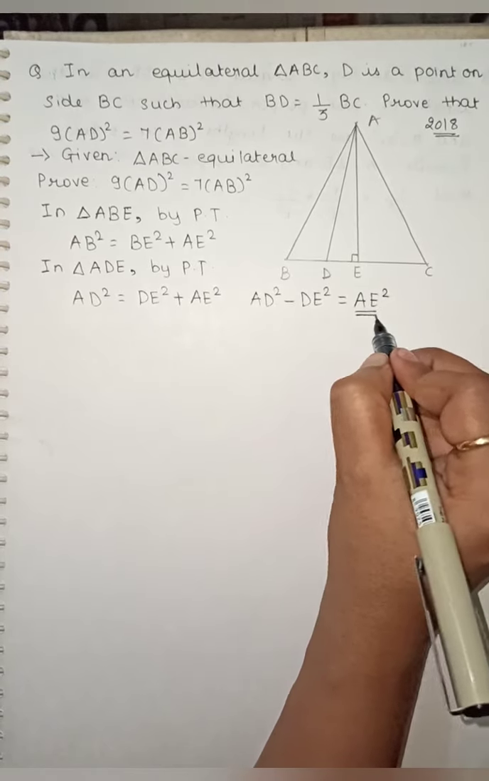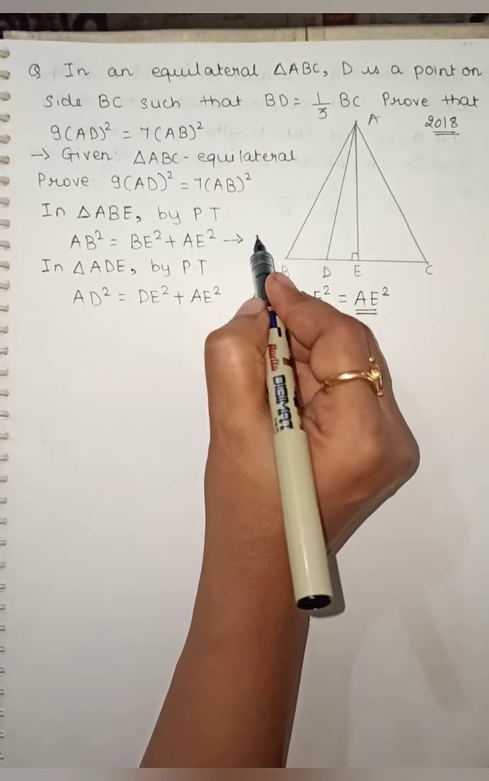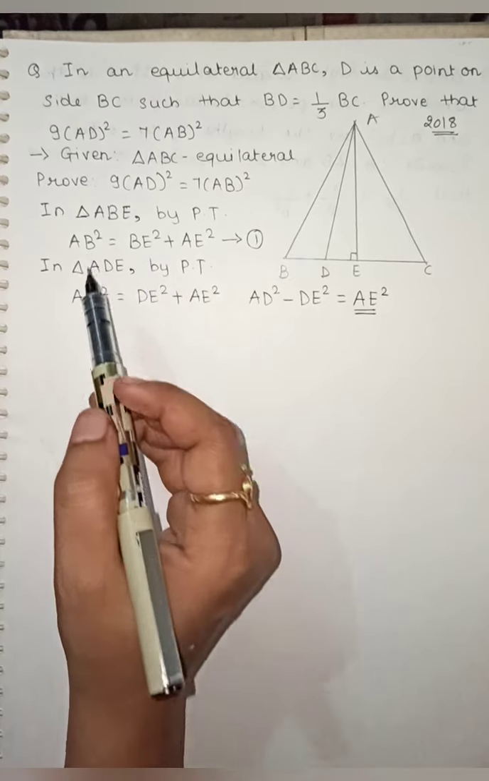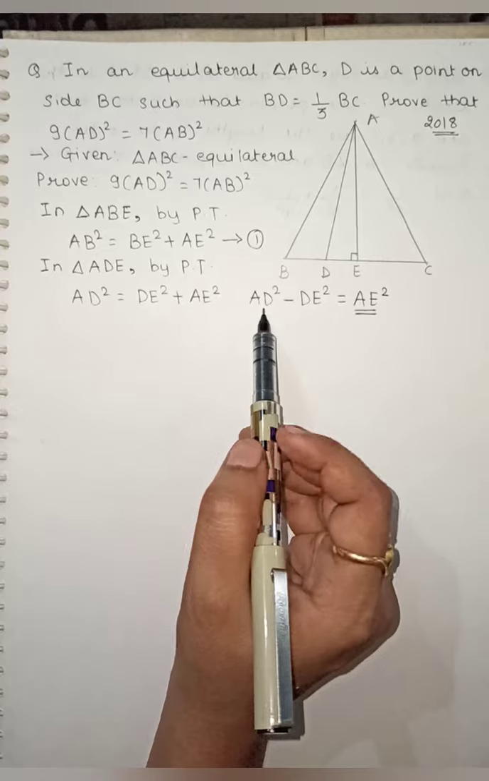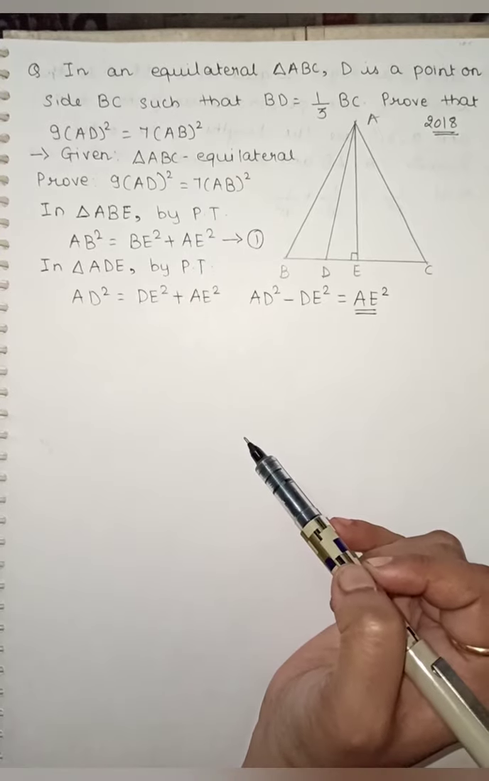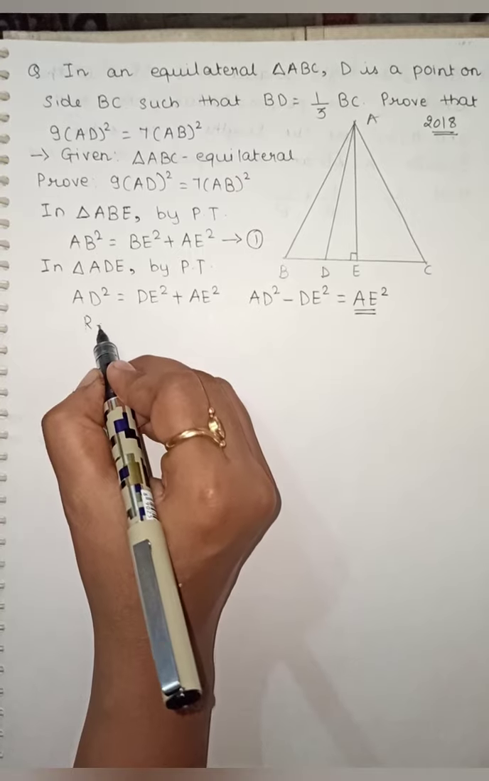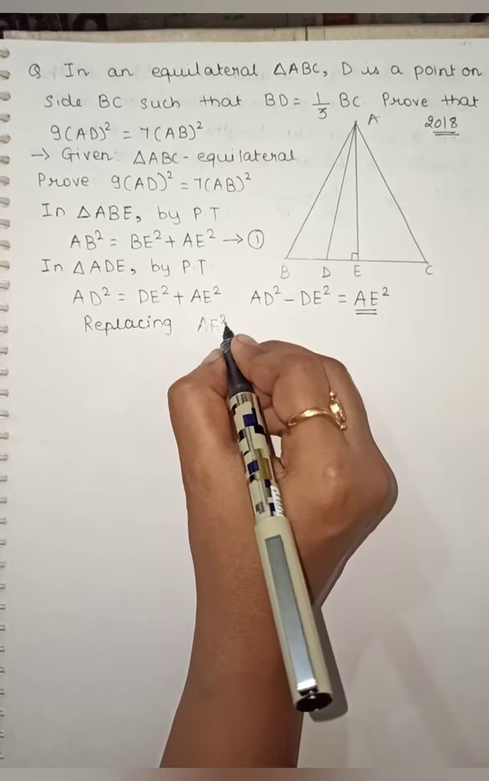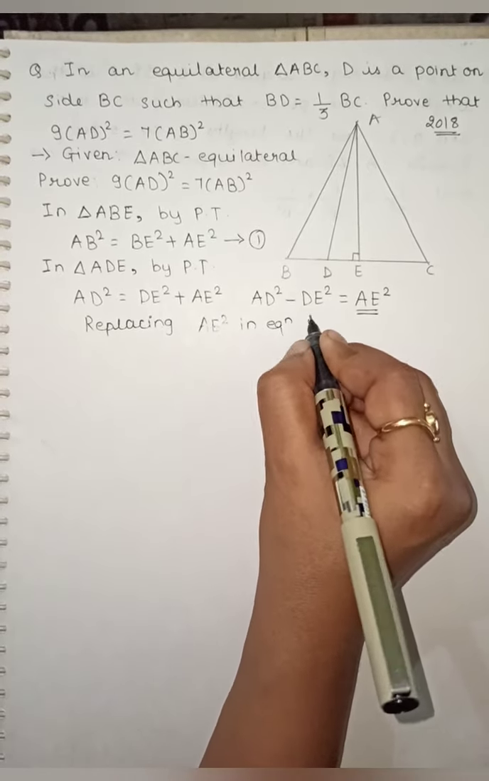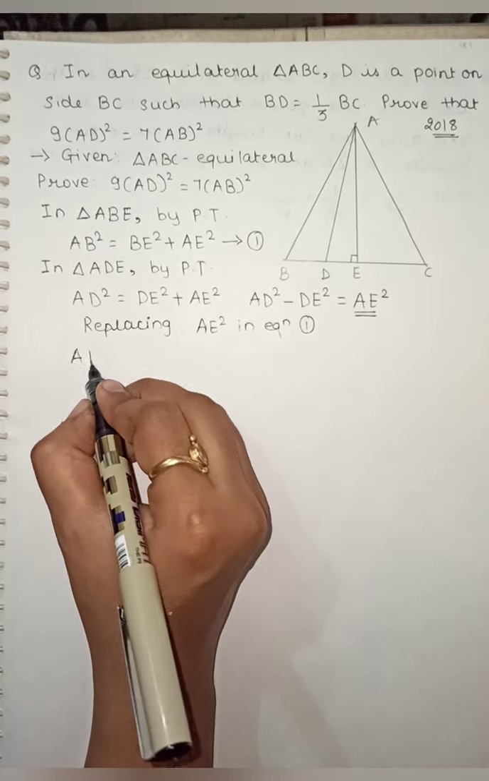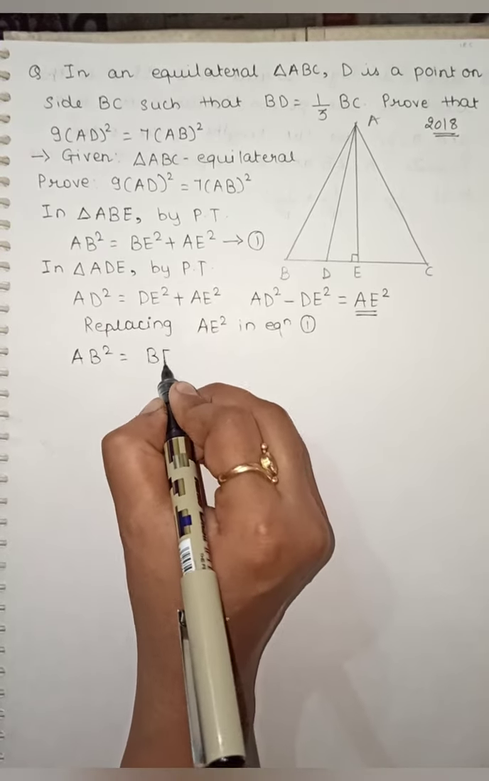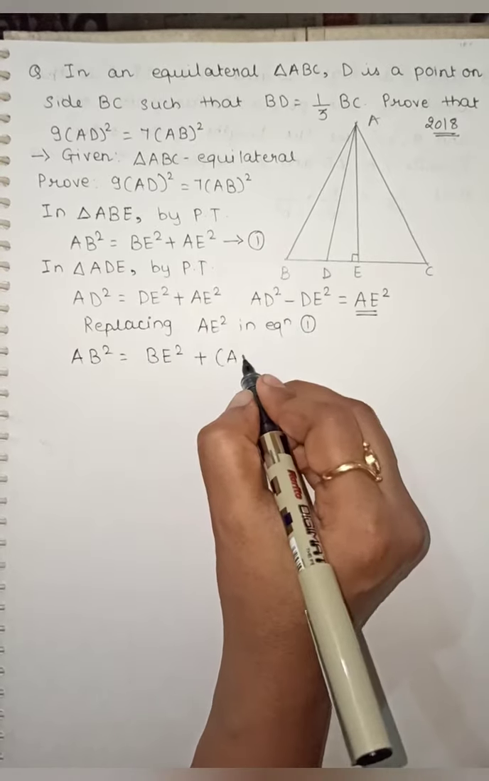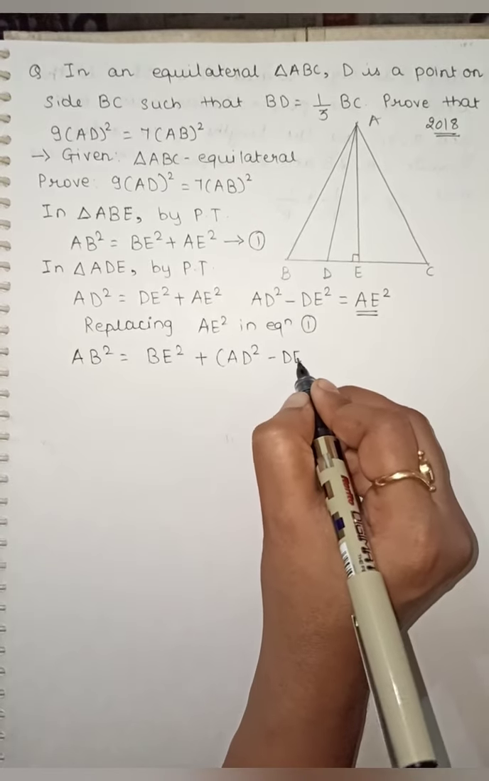So if I replace this value of AE square in, suppose this is my equation 1, I will get an equation which has AB square and also AD square. Whatever is to be proved, we can then simplify and obtain. So let us write, replacing AE square in equation 1: AB square is equal to BE square plus, now instead of AE square, I will write AD square minus DE square.